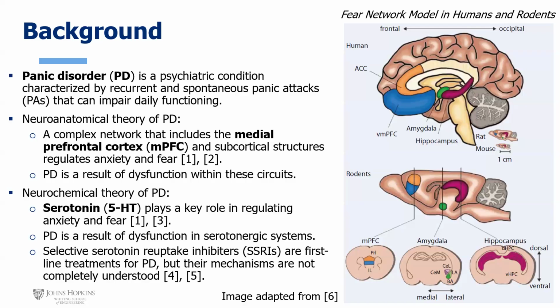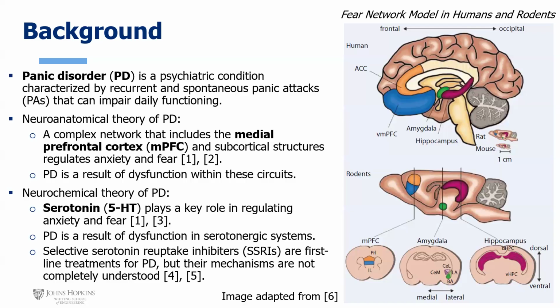The second major theory is the neurochemical theory of panic disorder, and that was developed by J.F. Deacon and Federico Graeff, two medical psychiatrists, researchers, and they developed this in the 1990s as well. First paper was in 1991. And basically, it states that serotonin plays a major role in regulating anxiety and fear, and that panic disorder is a result of dysfunction in the serotonergic systems.